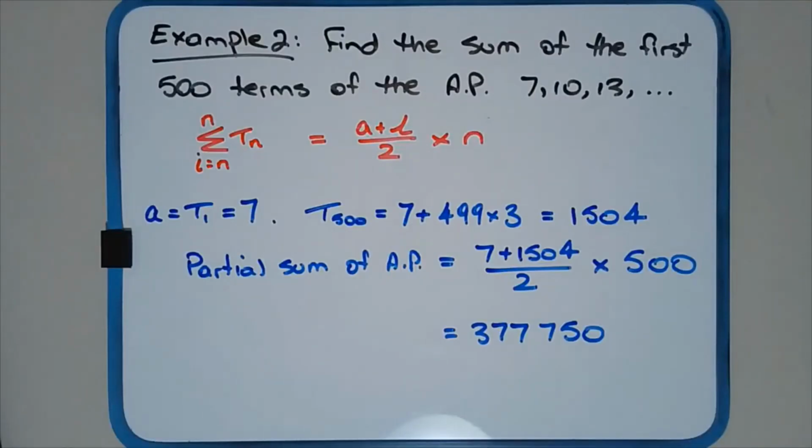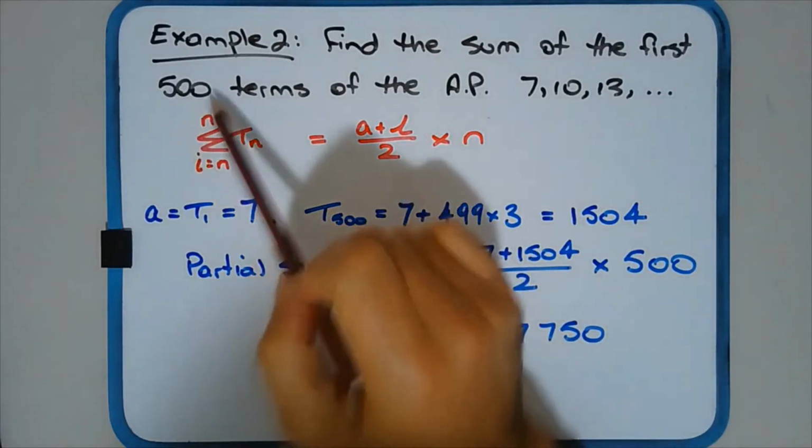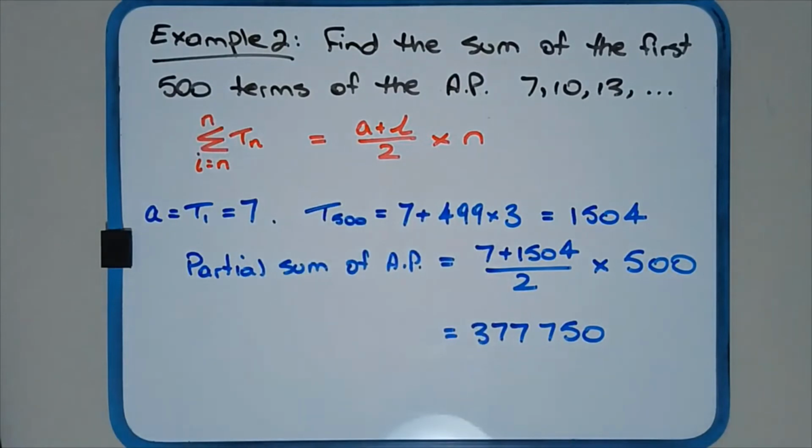Example 2. Find the sum of the first 500 terms of the arithmetic progression 7, 10, 13, and so on. Now this is similar to example 1. The only change is that instead of the first 5 terms, we're looking at the sum of the first 500 terms. And we're going to use the alternative method. That is, we find the average or the mean of the first and last terms of the partial sequence and then multiply it by the number of terms of the partial sequence to find the sum of that sequence.